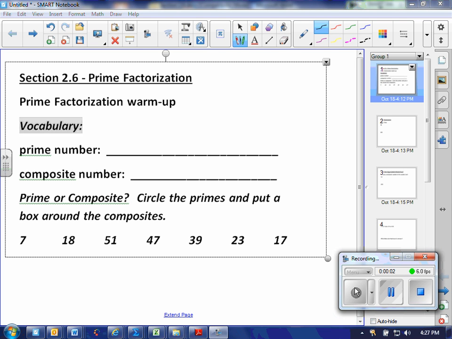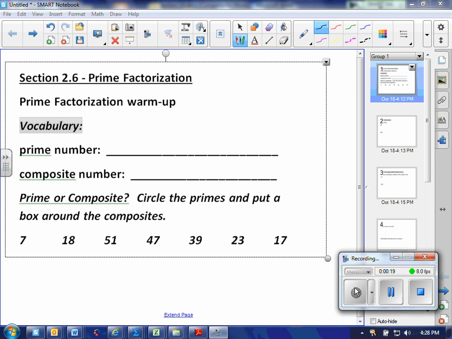Hey guys, today we're going to learn about prime factorization and greatest common factor. We're first going to start with section 2.6. Again, that's from the textbook if you need to look up anything, but it's going to cover prime factorization. So first we're going to start off with just a few definitions.